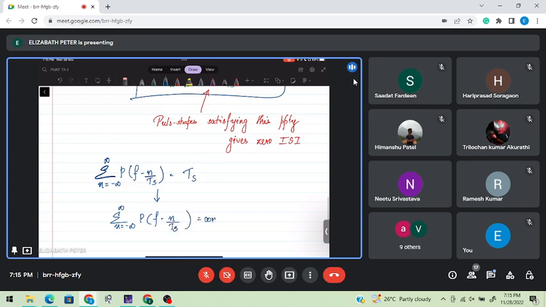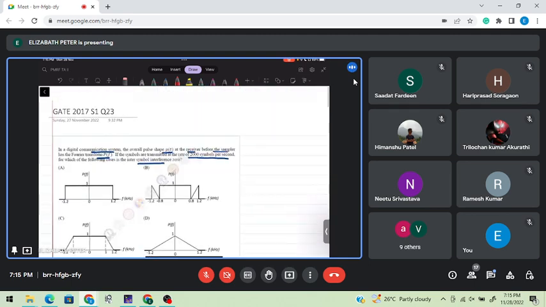If I take the right hand side to be a constant instead of Ts, that means whenever I shift the pulse and take the summation, if the amplitude level remains constant, then I will get an answer. The answer in the GATE answer key is according to this second criterion. Okay, so let's look at the options one by one.